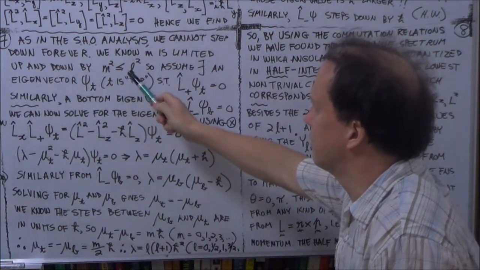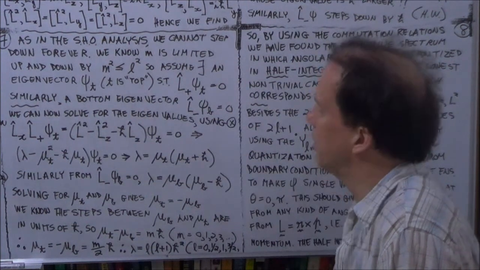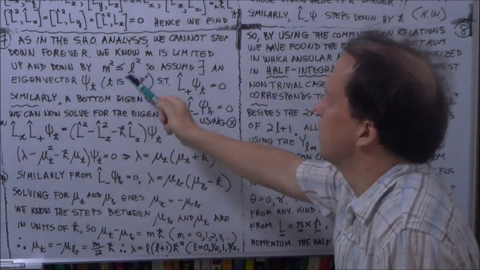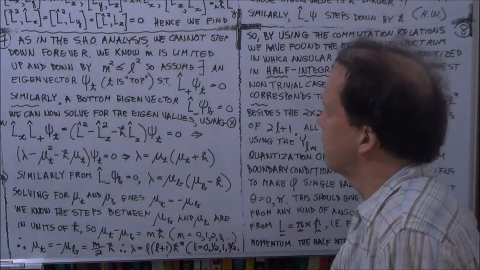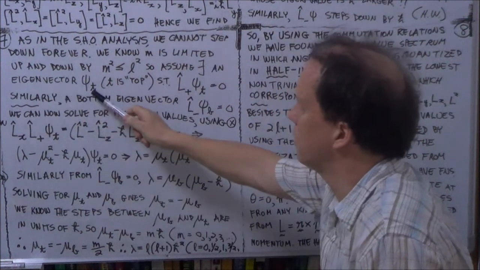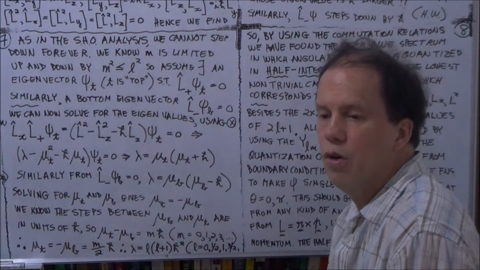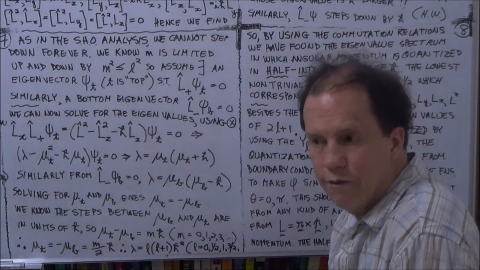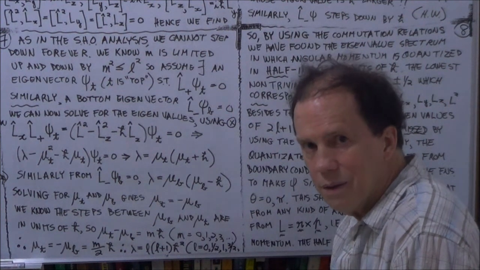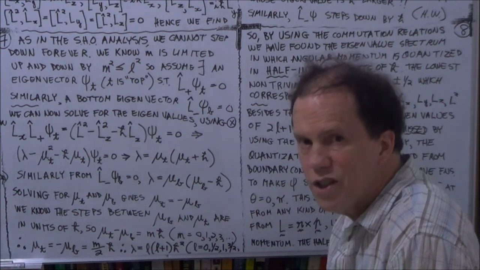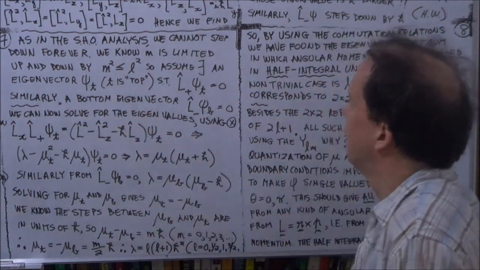Your m cannot get too large, right? There's a limit. It can't go beyond L squared. So let's assume that there's an eigenvector, call it psi t, t for top, the top non-zero eigenfunction. If you step up beyond that, you get nothing, because it's the top one. There is no higher one. It's the top one.